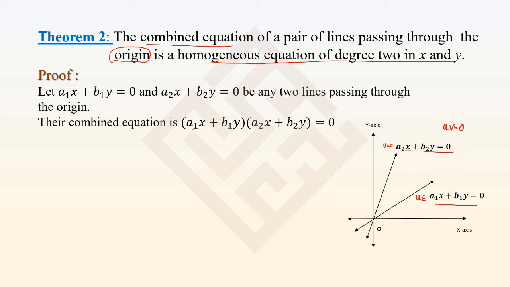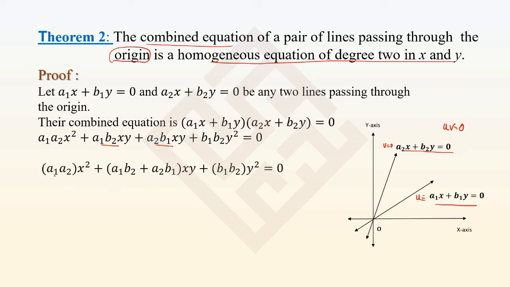So let's multiply the terms. Here we have a1x plus b1y multiplied by a2x plus b2y is equal to 0. We'll just open up the bracket. Opening up the bracket we get a1 a2 into x square plus a1 b2 xy plus a2 b1 xy plus b1 b2 y square is equal to 0. Now, a1 and a2 are scalars, so in place of one scalar we can put another scalar. But before that, let us take the xy term common from these two terms. So we can write a1 a2 into x square plus a1 b2 plus a2 b1 into xy plus b1 b2 into y square is equal to 0.